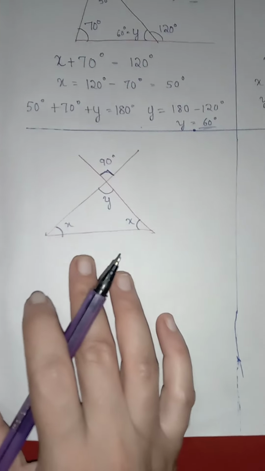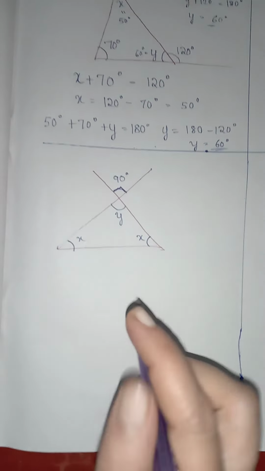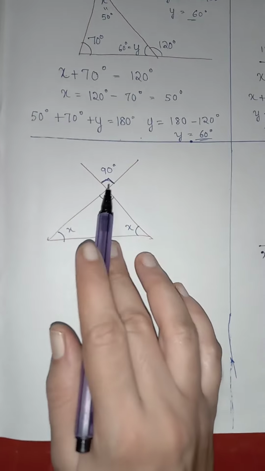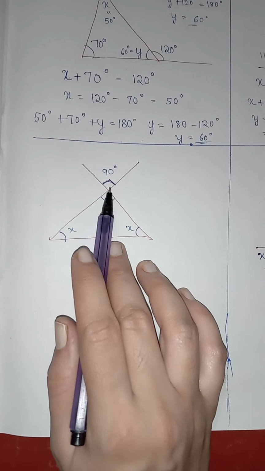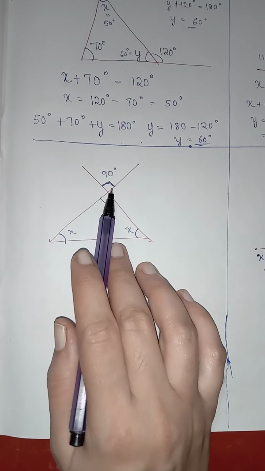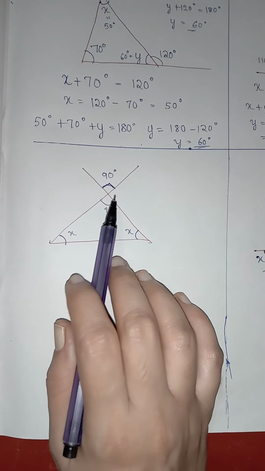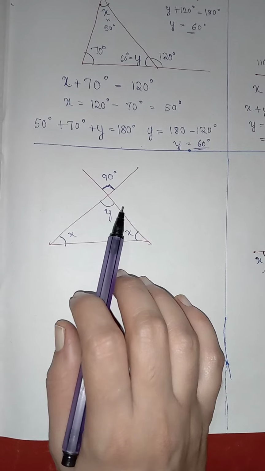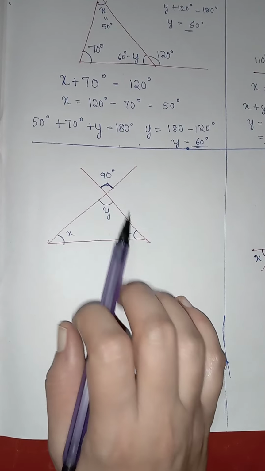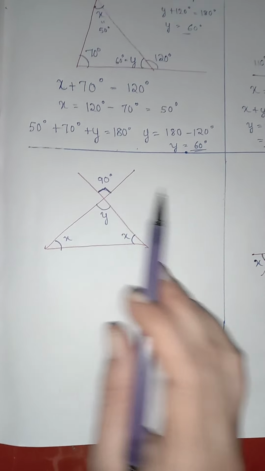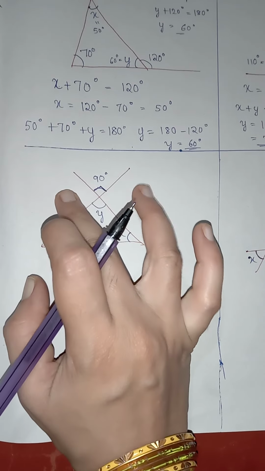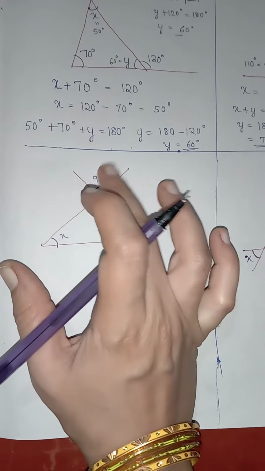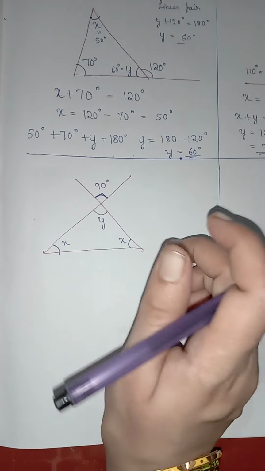Let us look at one more problem. See here you have only one angle given. See this here, 90 degree is not an exterior angle because it does not lie along the extended side. If they had given this or this, they are exterior angles, but here 90 degree is not an exterior angle.